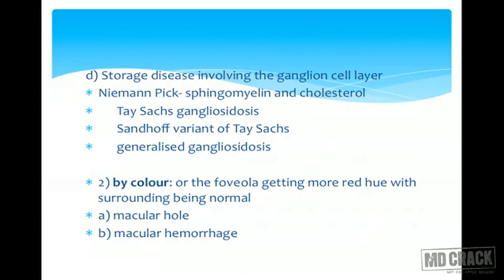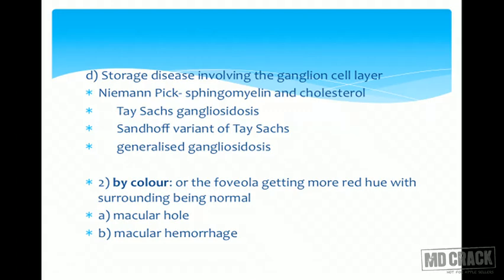cherry red spot. Storage diseases involving the ganglion cell layer are sphingomyelin and cholesterol depositions like in Niemann-Pick disease, Tay-Sachs variant of gangliosidosis, Sandhoff's variant of Tay-Sachs, and generalized gangliosidosis. So all in all, basically a storage disease of the sheaths of the ganglion cells, because of which the white deposition causes a sharp contrast and appearance of the fovea as a red spot.